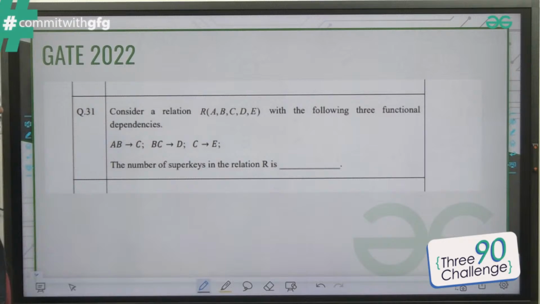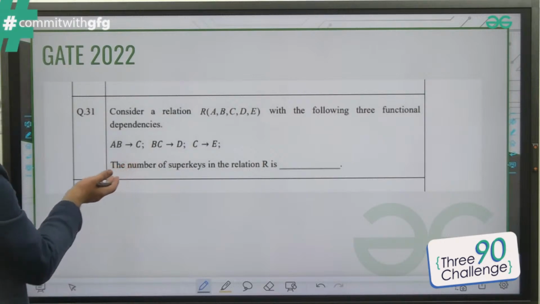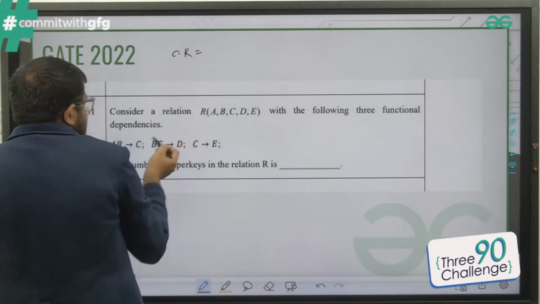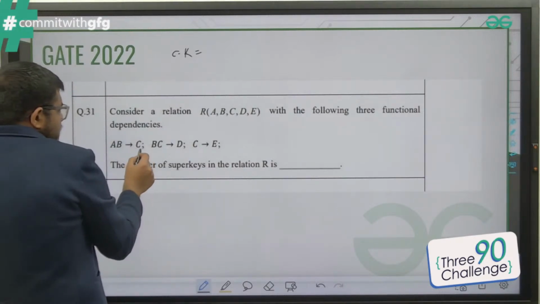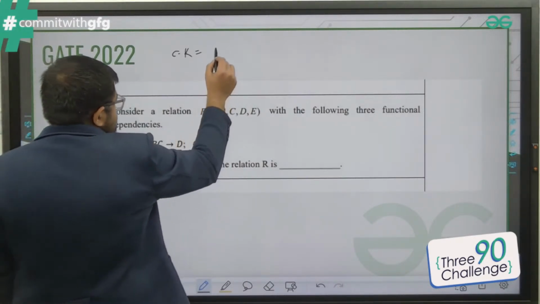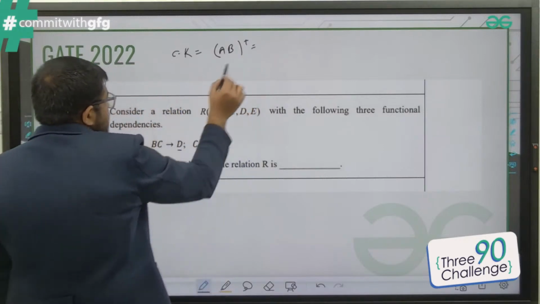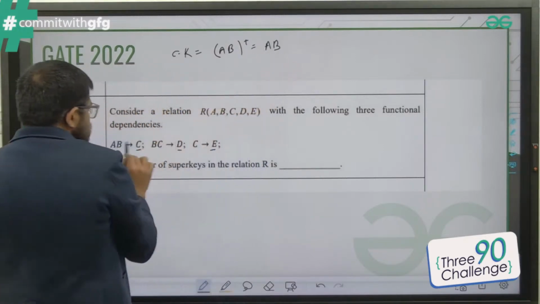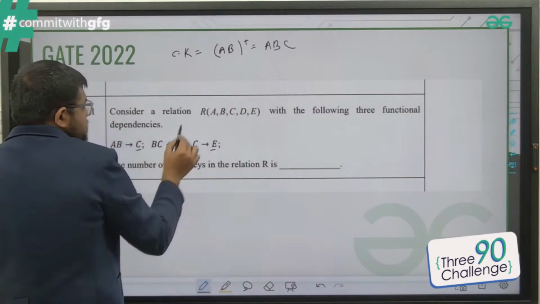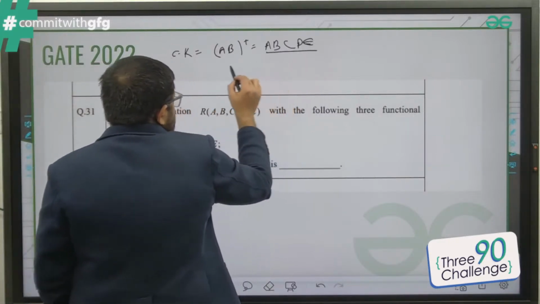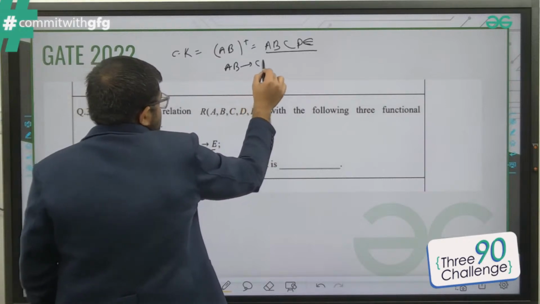Okay, so consider a relation with the following three functional dependencies. The number of super keys is? Whenever you are given this kind of question, first of all you find the candidate key. How will you get it? First of all, you take the attributes which are not on the right hand side. So you try AB plus. AB can give you AB. It can also give you C. Then BC can give you D, and C can give you E. So you got all the attributes. So AB is the candidate key.